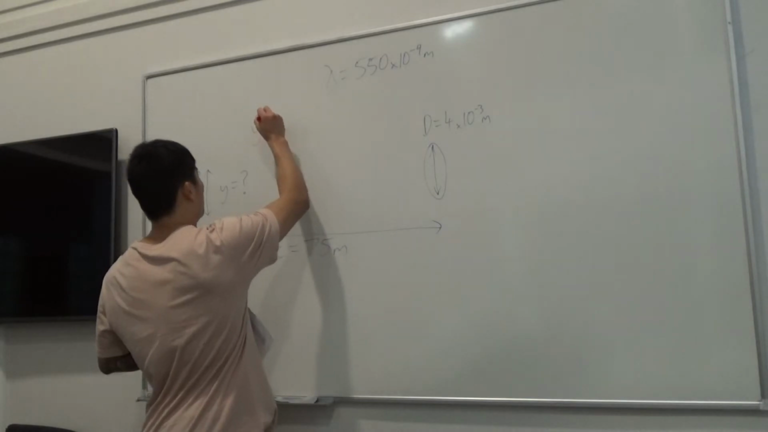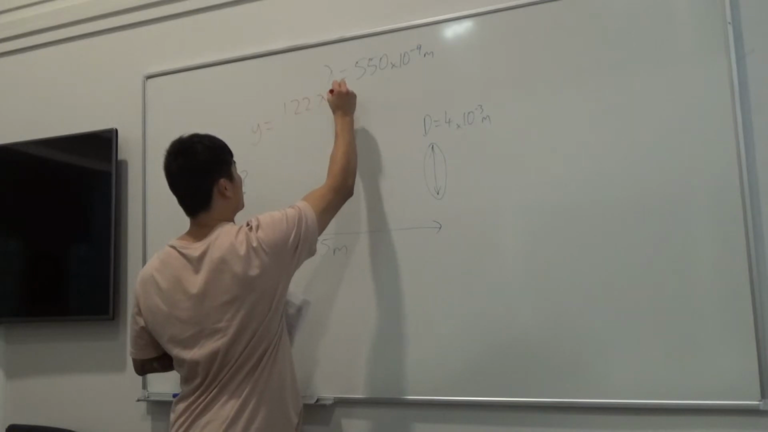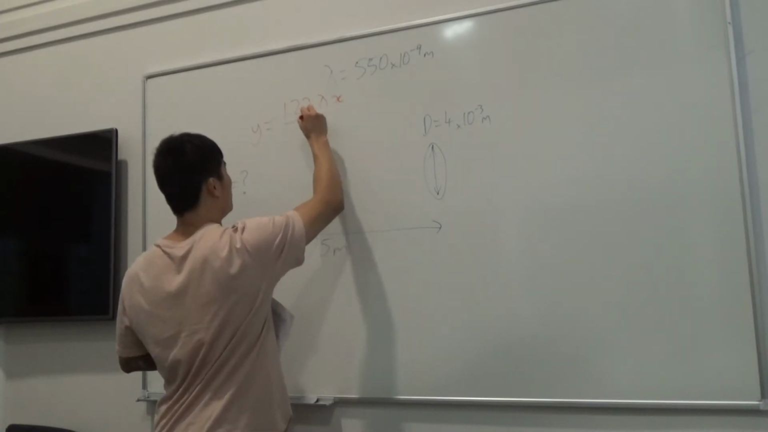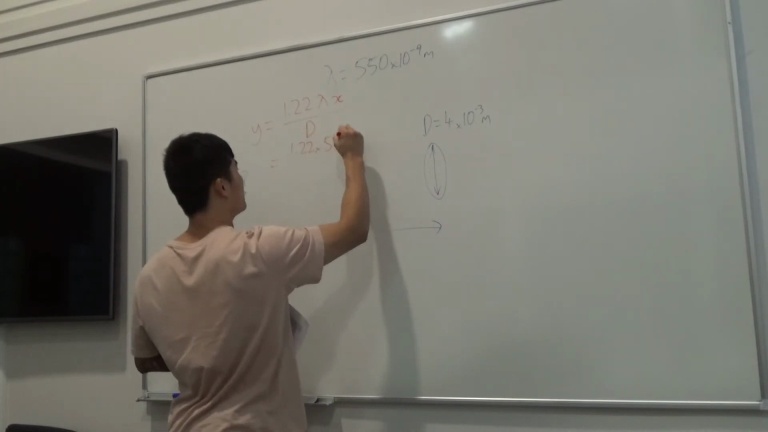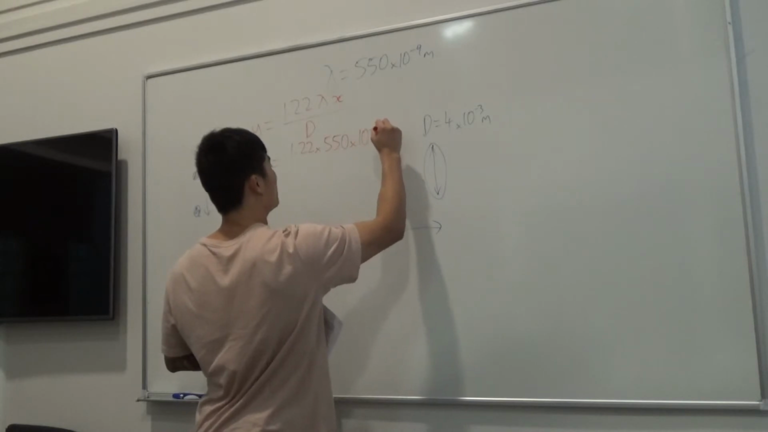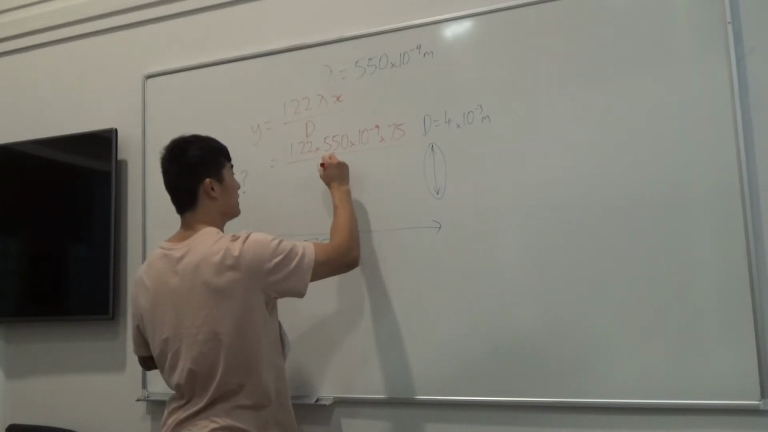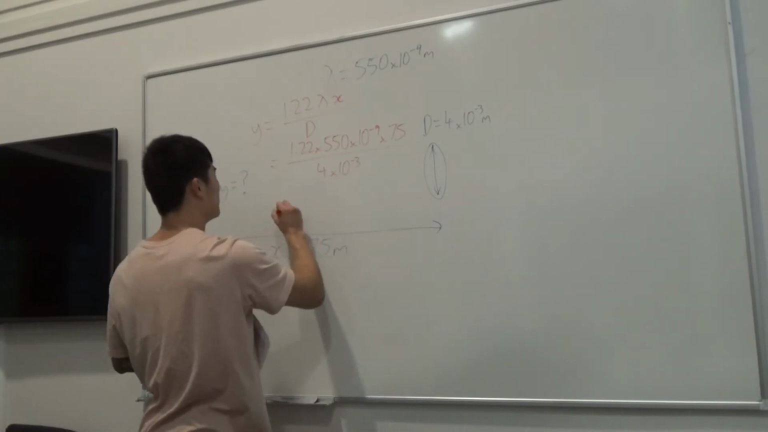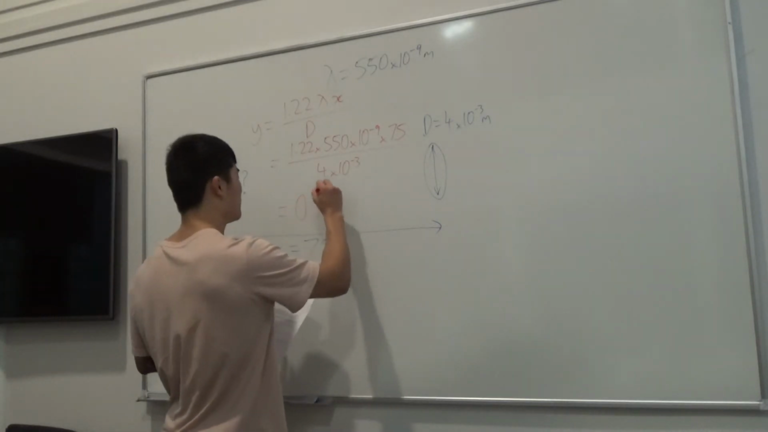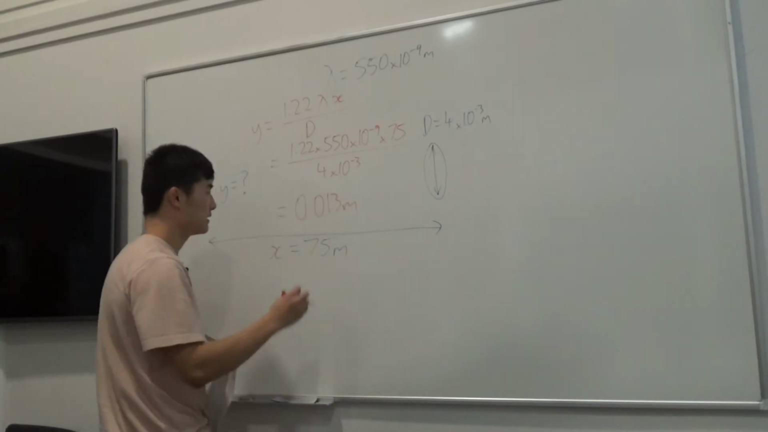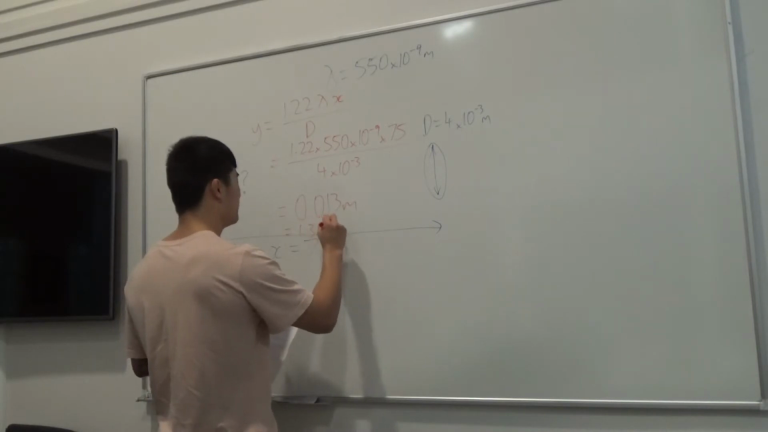Again we want y, so y is equal to 1.22 times the wavelength times x divided by d. So 1.22 times 550 times 10 to the negative 9 times 75 divided by 4 times 10 to the negative 3. That will give you 0.013 meters. So that's 1.3 centimeters.